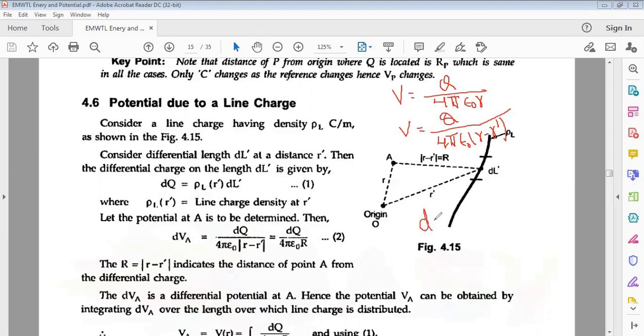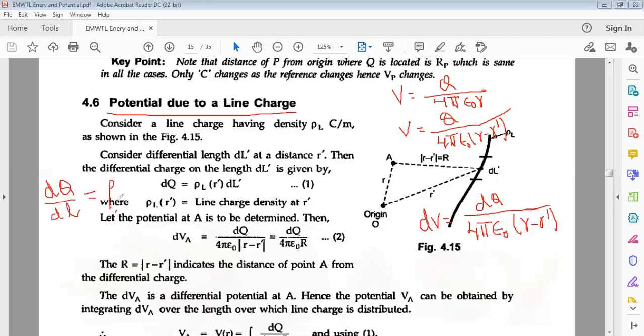dV is equal to the same equation. Now I'm writing dV is equal to the change of the charge dQ by 4 pi epsilon naught into R minus R dash. So what is dQ? For the potential due to the line charge, we already know the change of charge with respect to the length dl is the charge density rho L. So dQ is equal to rho L into dl.